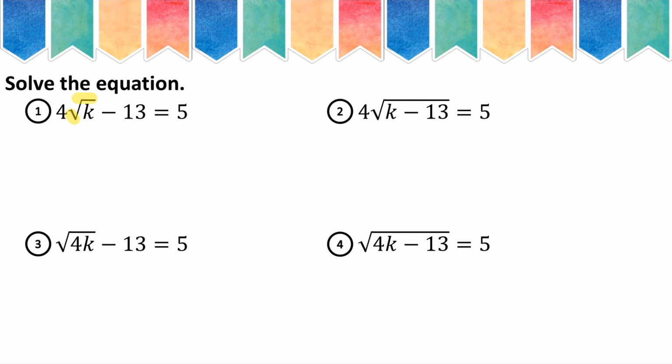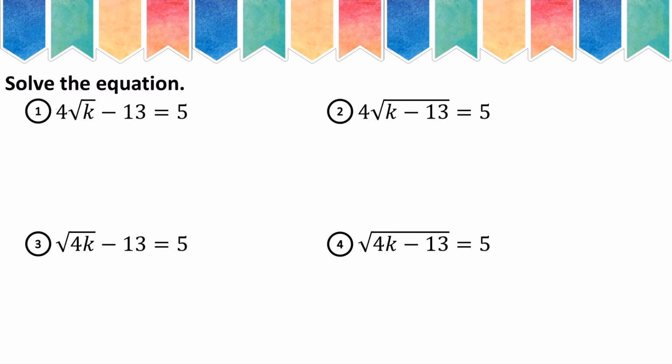Specifically, if you look at the square root, sometimes the square root's really short, like in number 1, and sometimes the square root is really long, like in number 4. So even though all of these problems have the same numbers and symbols, all 4 of them will actually have different answers. And here's what we need to remember.